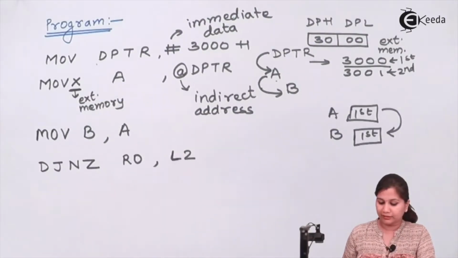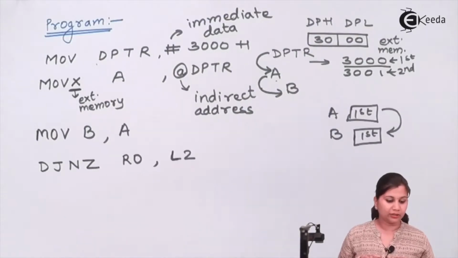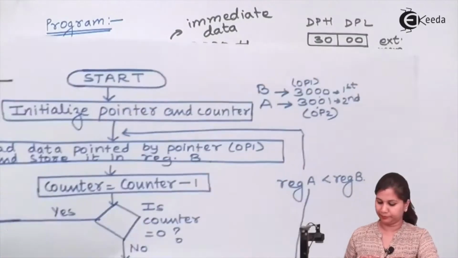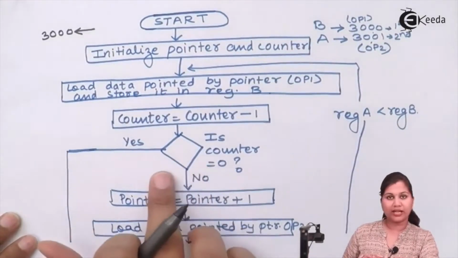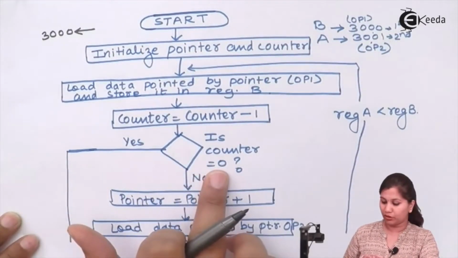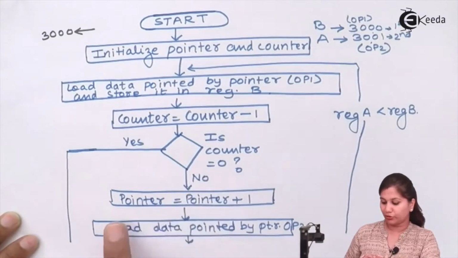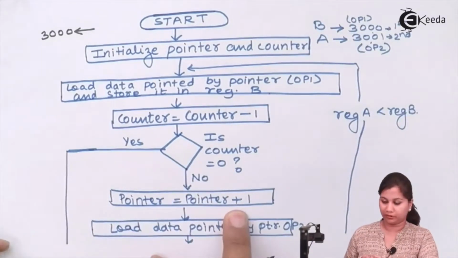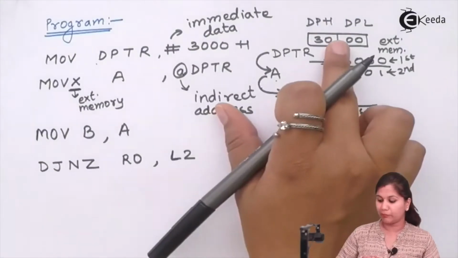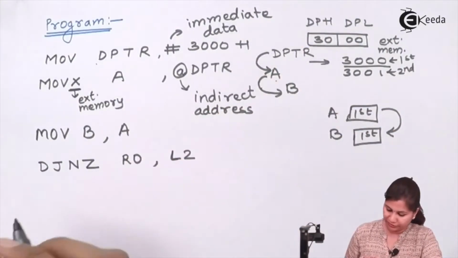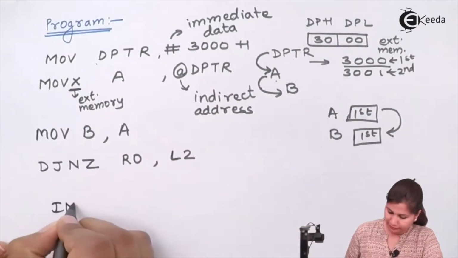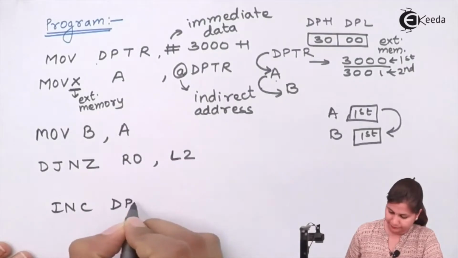Now after that, you can see in the flowchart we have to increment our memory pointer. When you have checked that whether the counter is 0 or not, so when it is not equal to 0, you have to increment the pointer. Pointer is what? Memory pointer, DPTR. So we will write an instruction, increment DPTR.